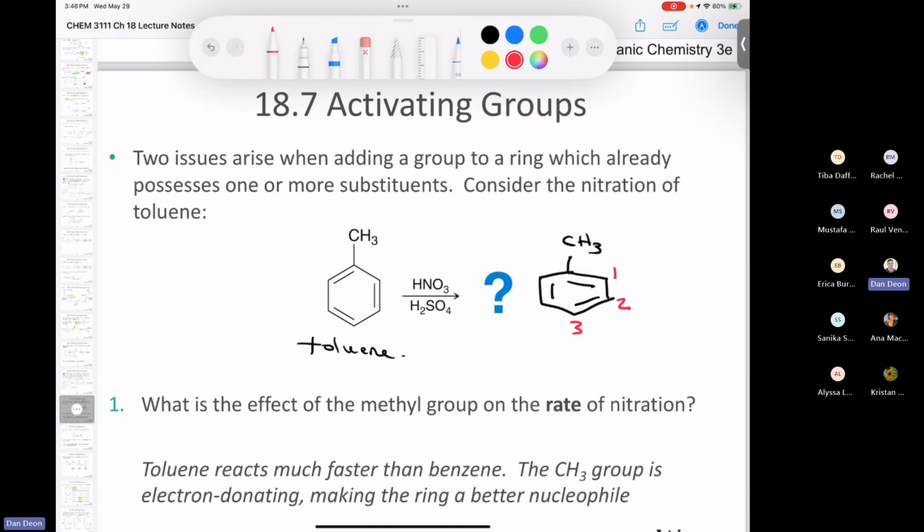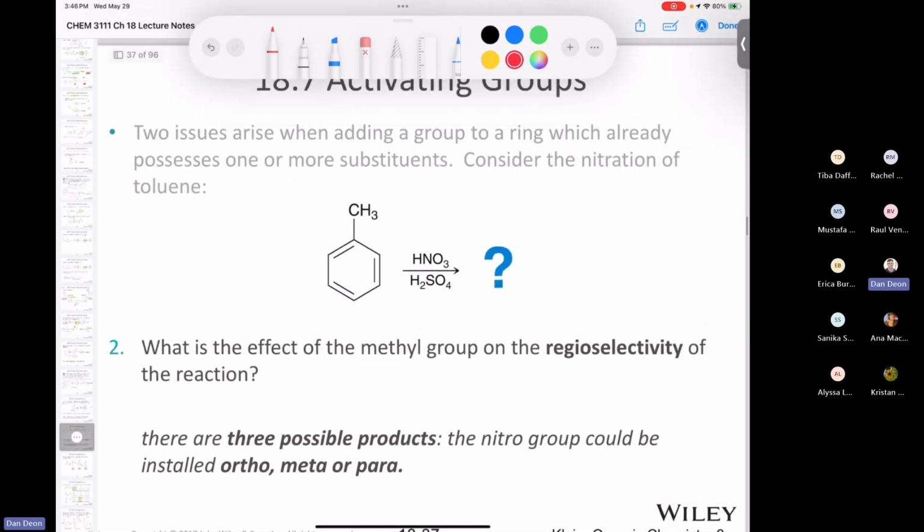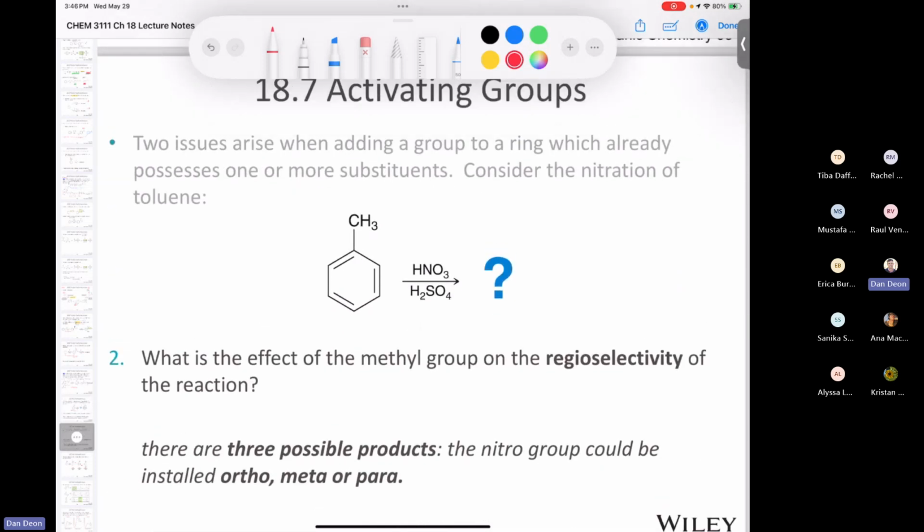So the way you want to think about this is how good a nucleophile is methylbenzene, and then in terms of regioselectivity, where is the nitro group going to go? So let's take a look here. So again, there's 3 possible products. We could get the ortho, meta, or para. So that's one of the questions. And the other one is, how fast is the reaction going to go?